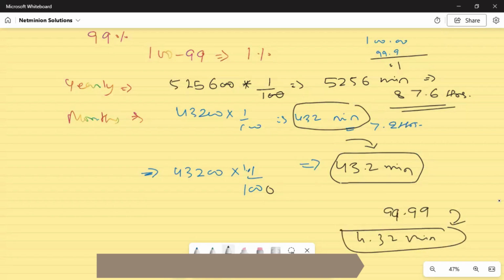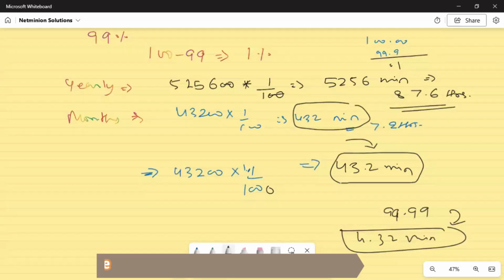Yes, it's only 4 minutes per month. So the downtime is getting highly reduced. But you need to be aware that when you are going for such a high SLA, you need to pay also. The commercial cost will also increase.